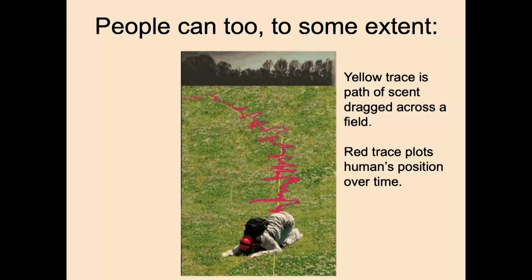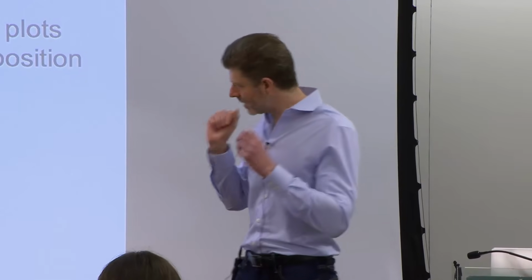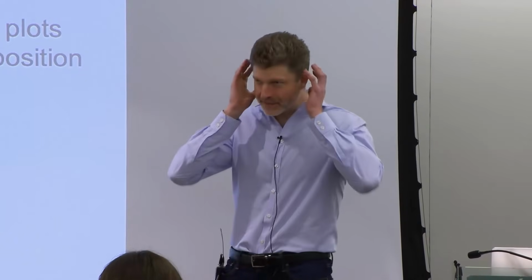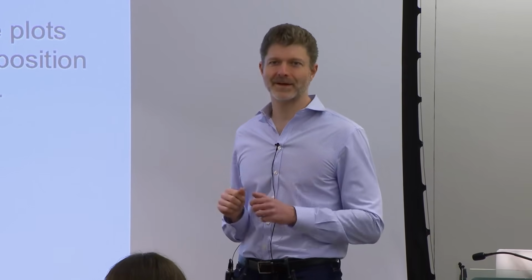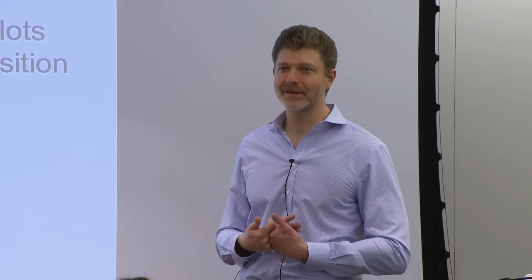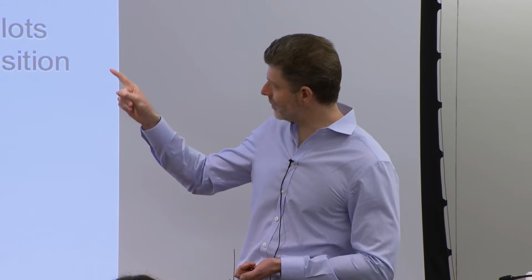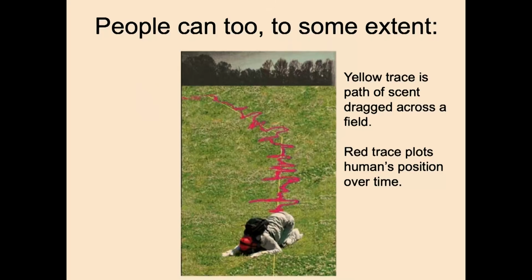To make sure that they were only using their noses, they were blindfolded, and you can't see this very clearly, but they're wearing earmuffs, and they're wearing these really thick mittens, so they can't feel anything. Basically all they could do was move or crawl and smell, okay? And the red trace is the position of the person's body as they're moving over the field. Okay, and so people are able to do this to some extent, a lot more slowly than dogs.